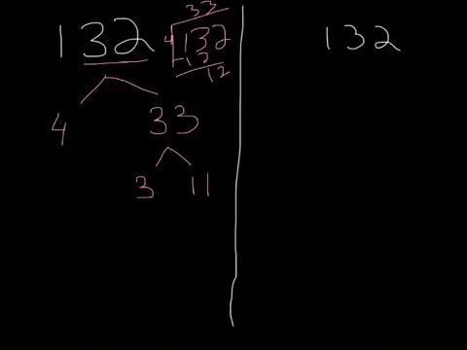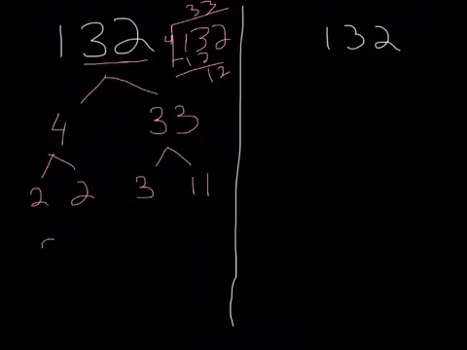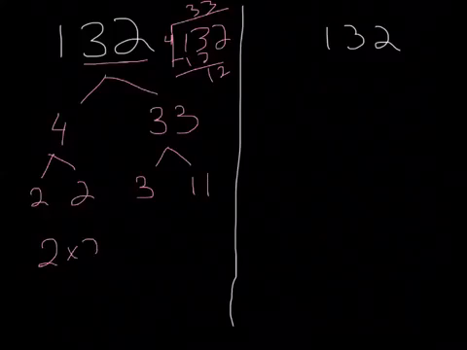And 3 and 11 are prime numbers because they don't have any other factors. And then 4 is an easy one. It's just 2 times 2. So my answer is 2 times 2 times 3 times 11.